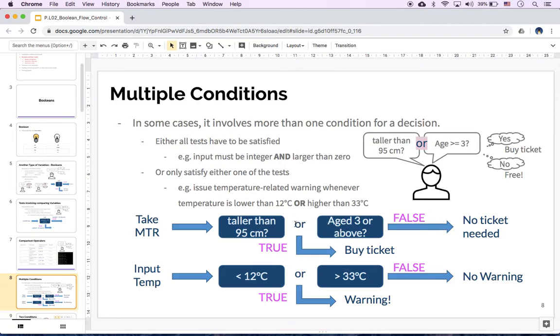Okay, so if your child is taller than 95 centimeters, maybe 100 centimeters, and even if he or she is smaller than 3 years old, maybe 2 years old, then you still need to buy a ticket. Okay, only if both of these are not fulfilled, then you don't need to buy a ticket.